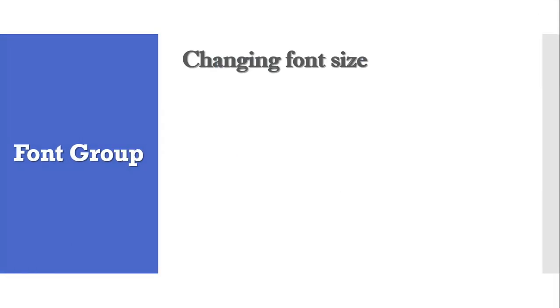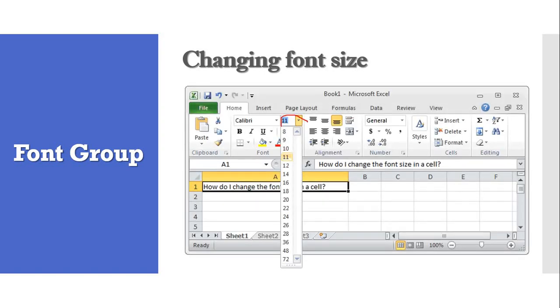Next, changing font size. To change the font size, you need to select the cell that has content and then click on the arrow next to font size. This is the font size option. You need to click on this arrow. When you click on this arrow, it shows a list of font sizes. You can scroll down the list and click on the font size that you want. The size of a font is measured in points. In an inch, there are 72 points. The number of points assigned to a font is based on the distance from the top to the bottom of its longest character.